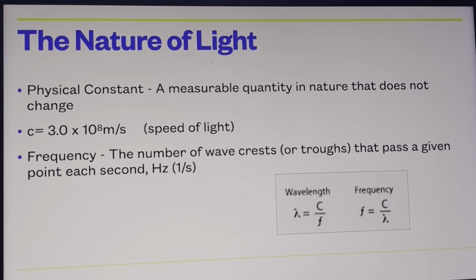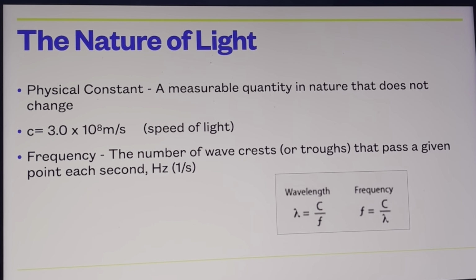One thing that's very interesting about this number is that it does not change with the wavelength or amplitude of the light wave. Regardless of the color or the brightness of light, its speed in air is always 3.0 times 10 to the 8th meters per second. Since this value doesn't change, we call it a physical constant, and that is defined as a measurable quantity in nature that does not change. You will be introduced to several physical constants in this course, and the speed of light is the first one.